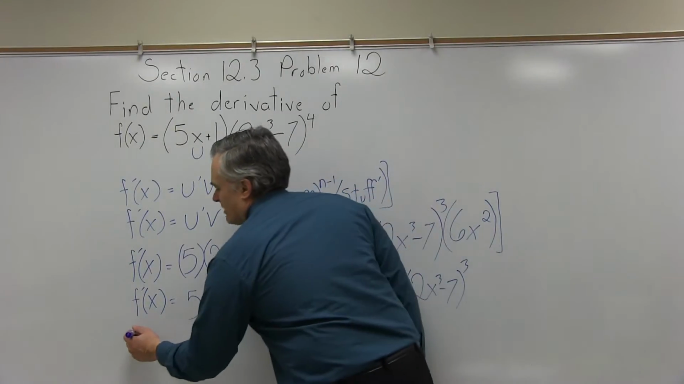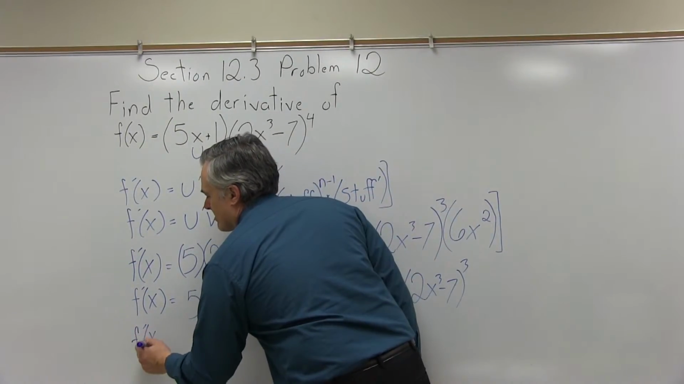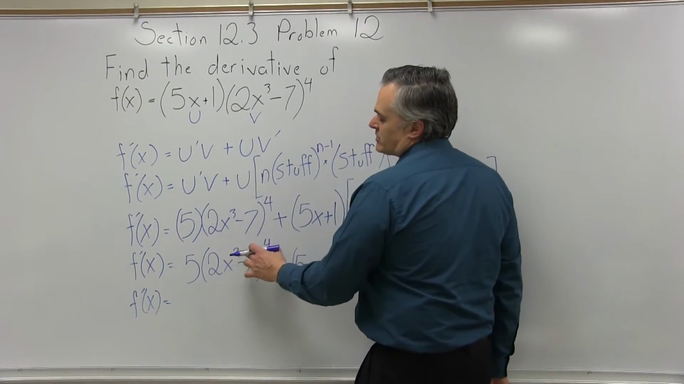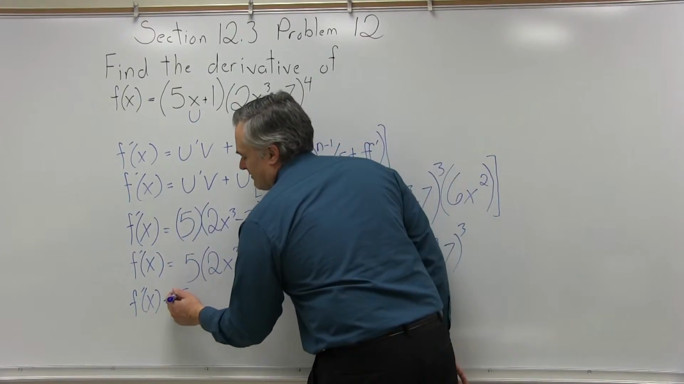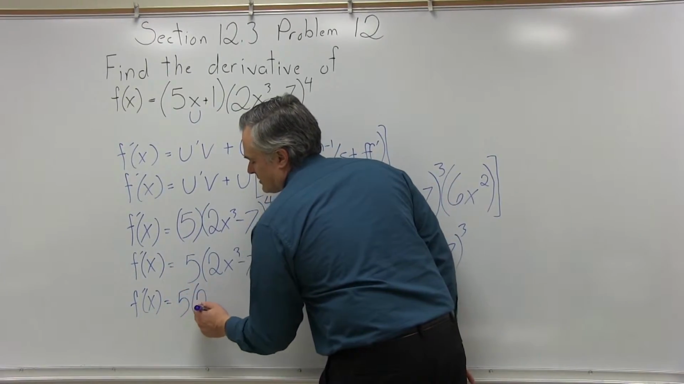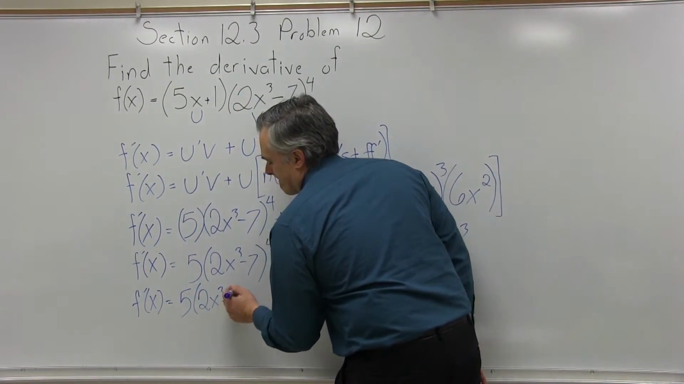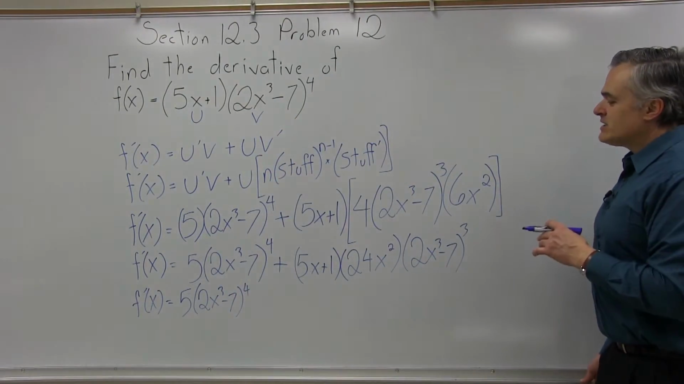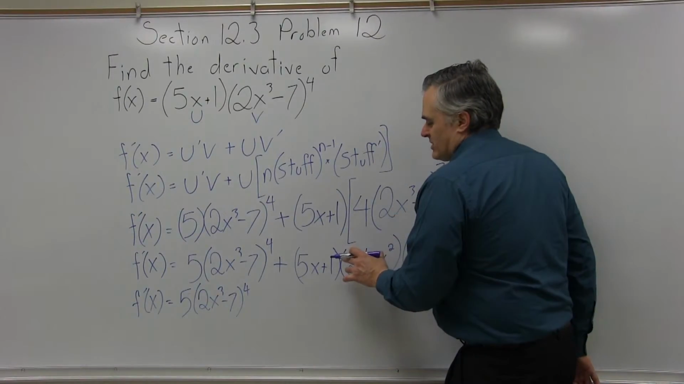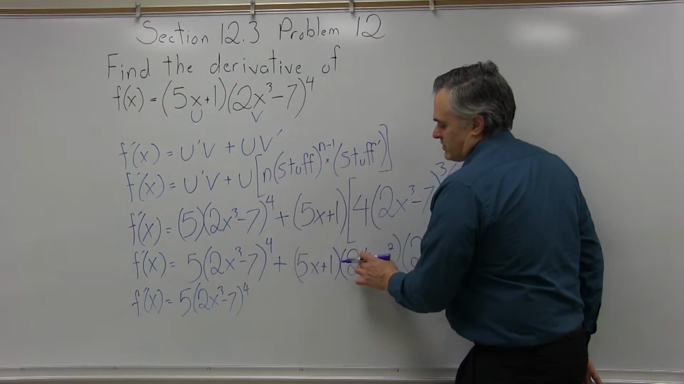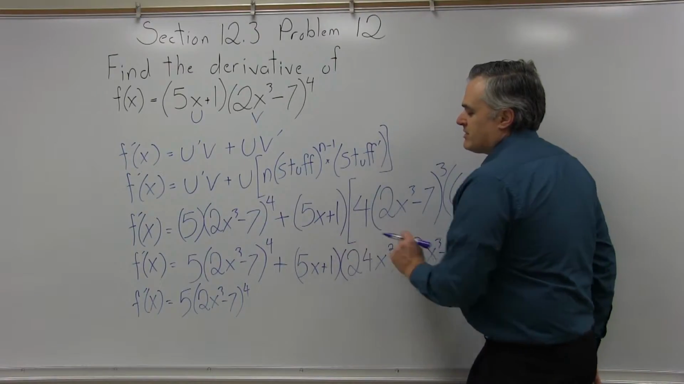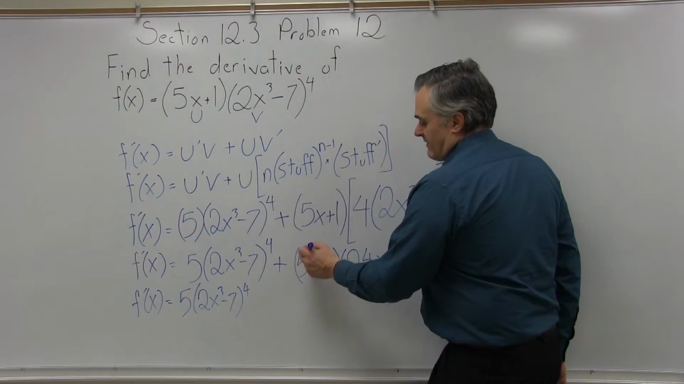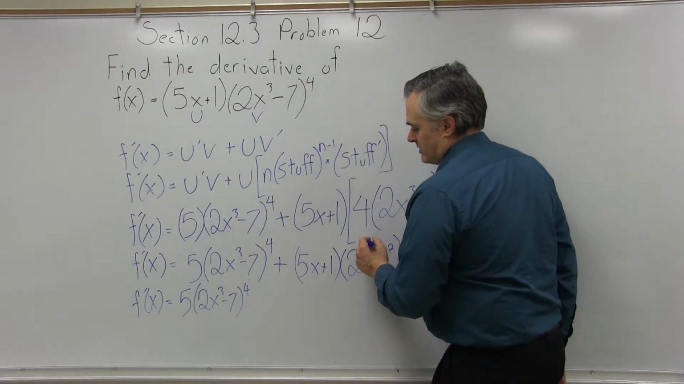So let me bring this down another line. And for now, my answer starts with 5 times 2x cubed minus 7 to the fourth. Can't be simplified much. Let's just leave that. But the next part of my answer, I have 5x plus 1 times 24x squared. Again, no exponents outside of those parentheses, so I can multiply the 24x squared times the 5x and multiply the 24x squared times the 1.